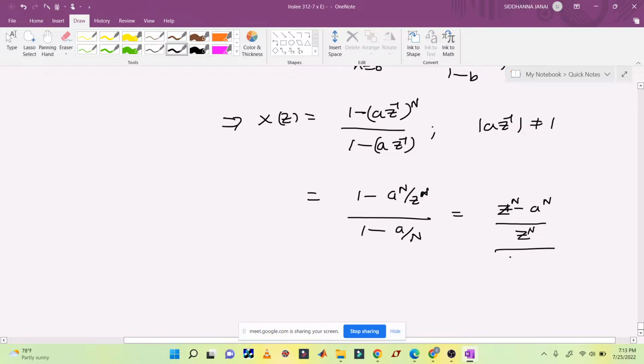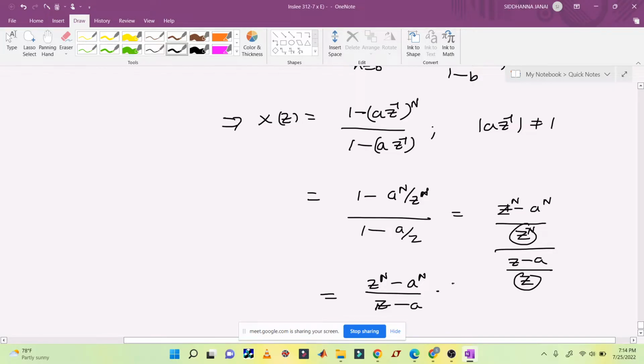Now this is n minus a by n. So you know that this will become z to the power n minus a to the power n divided by... did I make a mistake here? Yes, it is a by z. So z minus a by z. So what we will get is z minus a, and this term and this term.